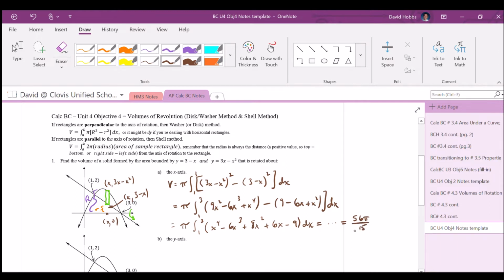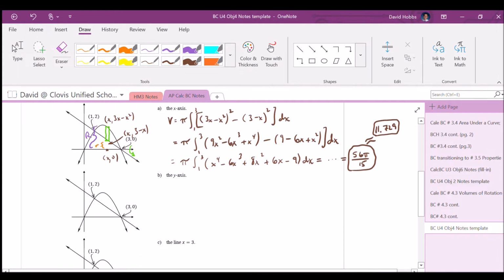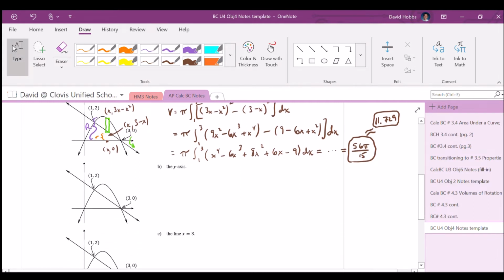Now, by the way, notice that that's reduced. That's the exact answer. If you were to plug it into your calculator, then you would include the pi in there, and 3 decimal place accuracy would be approximately 11.729. But you wouldn't expect to see that unless you actually got to use a graphing calculator. Okay, now same region. We're going to go about the y-axis this time.